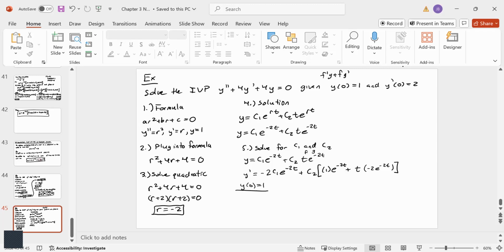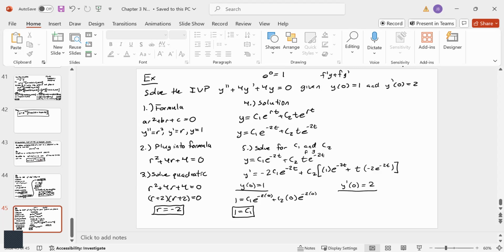And so we plug in and we get 1 equals C1 e to the negative 2 times 0 plus C2 times 0 e to the negative 2 times 0. Because t is there, it just basically gets rid of C2. So then 1 is equal to C1, because e to the 0 is equal to 1, not 0, right? And then y prime of 0 is equal to 2.